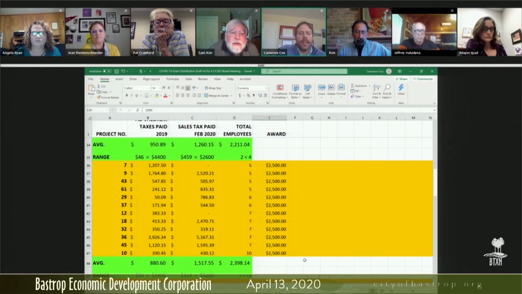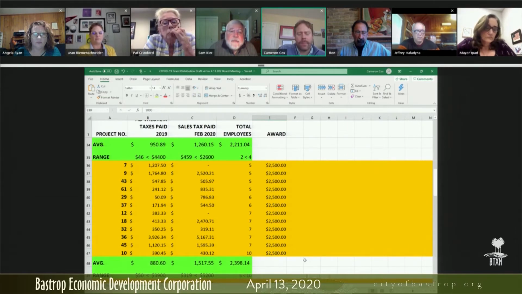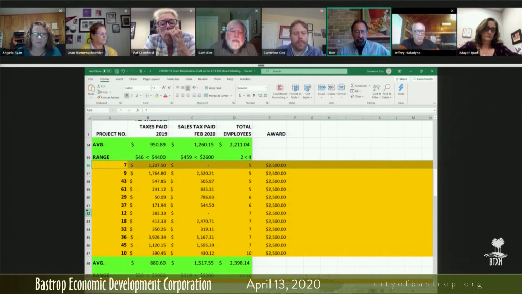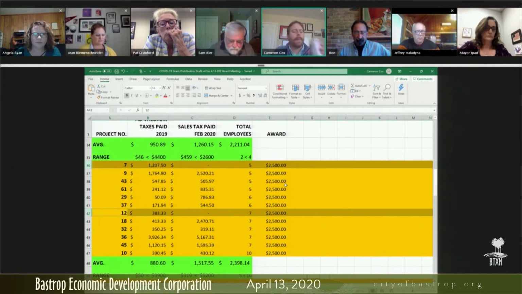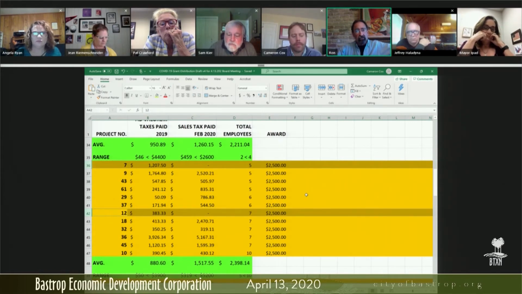All right, so let's move to yellow in the 2,500 category. Well, we've got to talk about 7 and 12. No sales tax. I'm assuming it's also a service-related business. Yes, sir. Good employee amount. I guess the same justification we had on the last conversation: because they have that many employees, but they don't have a lot of sales, they're service related. So there's not a lot of tax revenue. Okay.